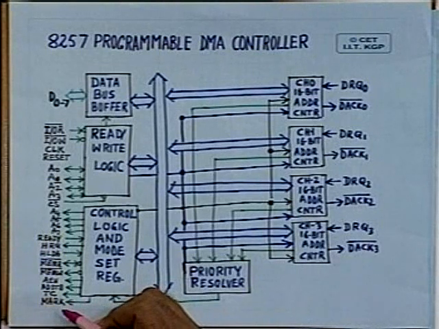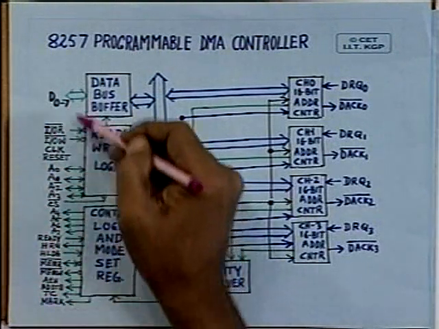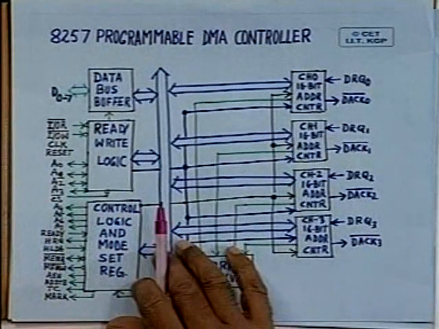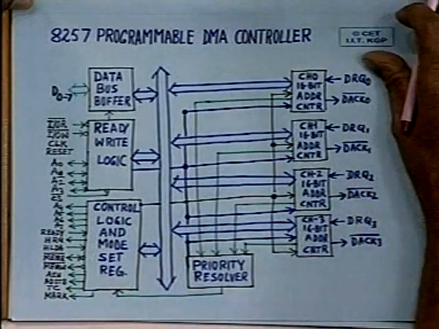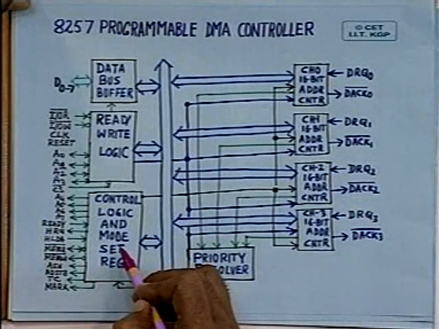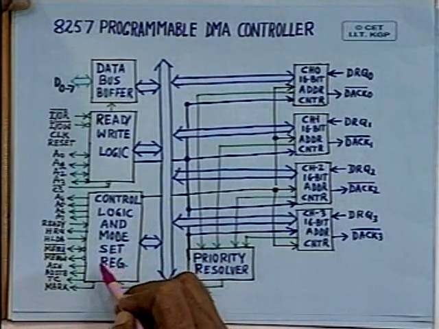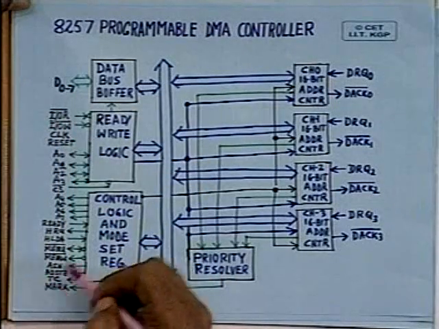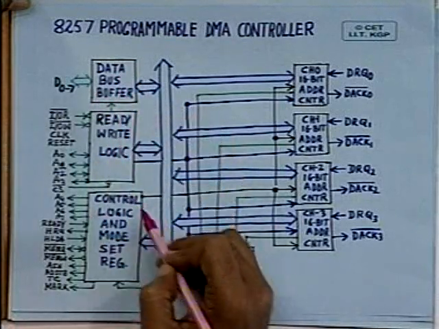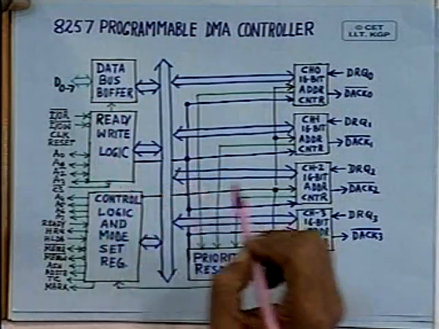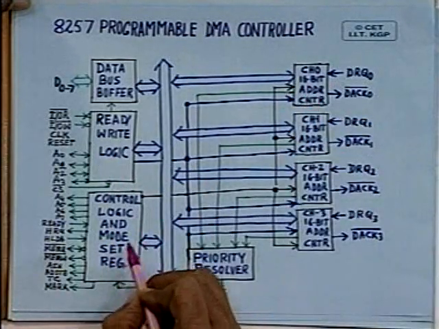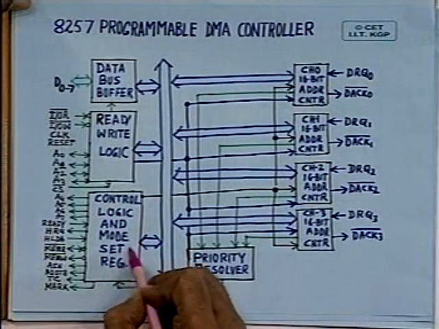Why is it a little bit complex? Because through this side, the DMA controller not only interacts with the microprocessor, but also interacts with the memory and IO devices. That means the addresses are generated by the DMA controller when the DMA controller is the master. That's why this side is a little bit complex, and it has the necessary data bus buffer, tri-state buffers, read-write logic with the help of which you can write into various registers provided in each of the channels, and also there is control logic and mode set registers.